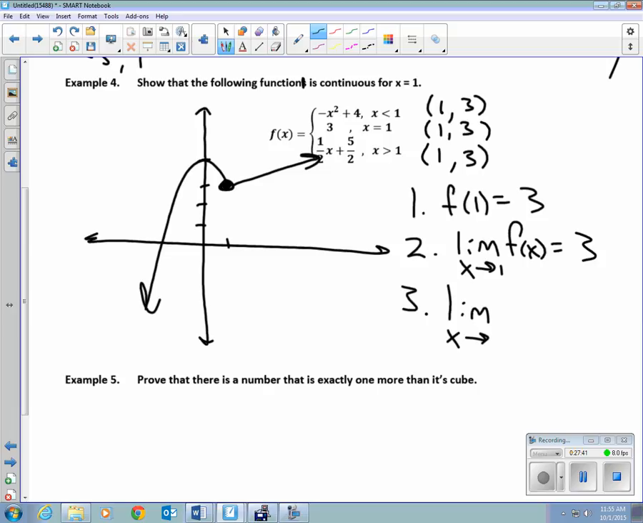So the limit as x goes to 1 of the function has to be the same as when you plug in 1 for the function. And since those are both 3, that statement is true. So we have verified continuity. You okay with that?